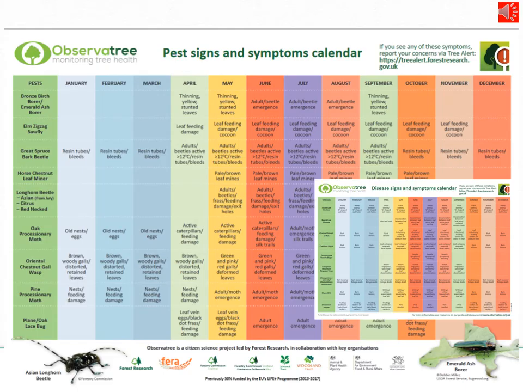On the Observatree website, there's also the pest and disease signs and symptoms calendars. Here it has all the different priority pests and pathogens and then looks at when you might be expected to find them across the different months. Again, you can download this for free.